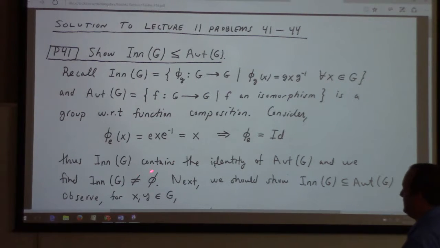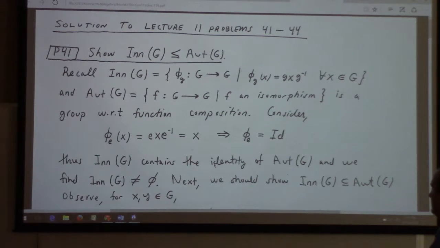Anyway, so first of all, the conjugation by the identity map is the identity map. Okay, different identities. This is the identity function from G to G, whereas this is the identity element in G. So don't lose track of your identity.